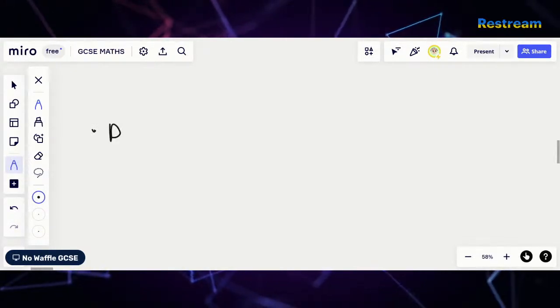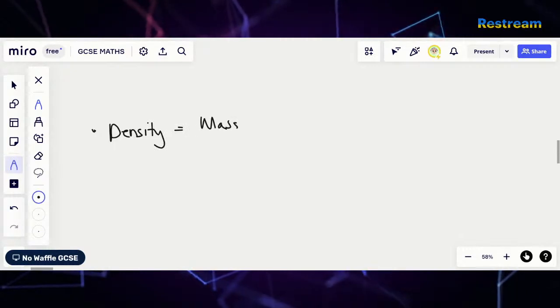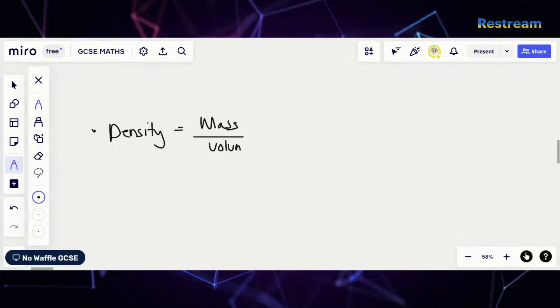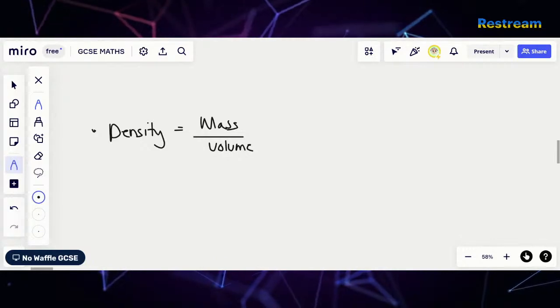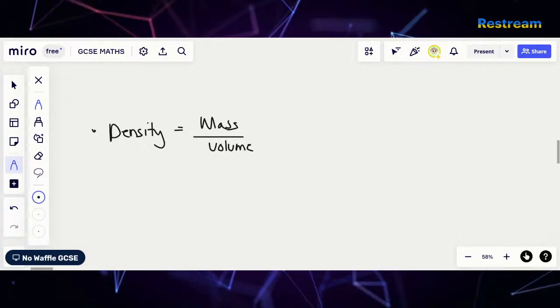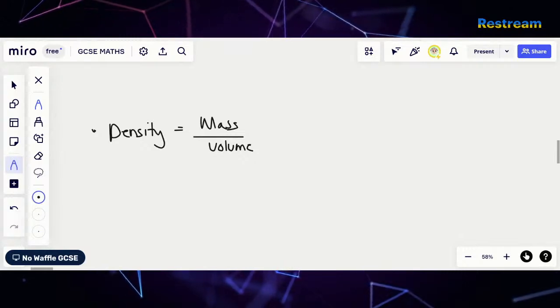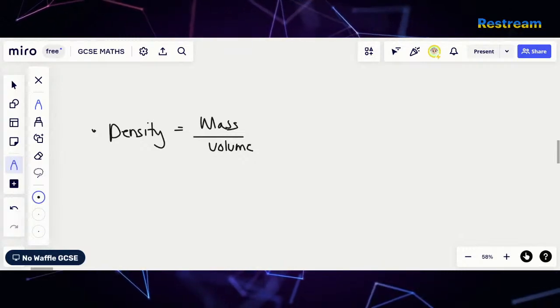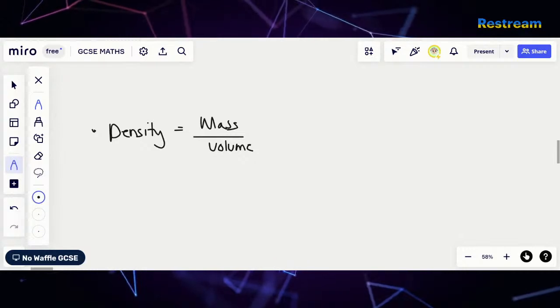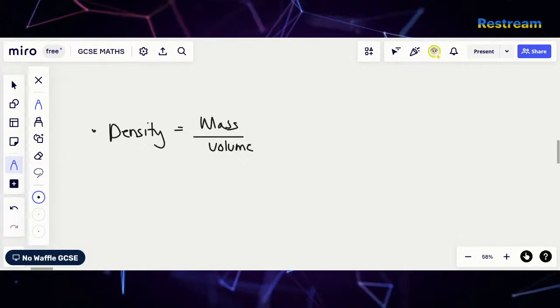So the first one is that density is equal to mass over volume. That's just the equation for density. And the density of an object depends on what it's made of and how particles are arranged. So it has a lot to do with the arrangement of particles and what it's made of.